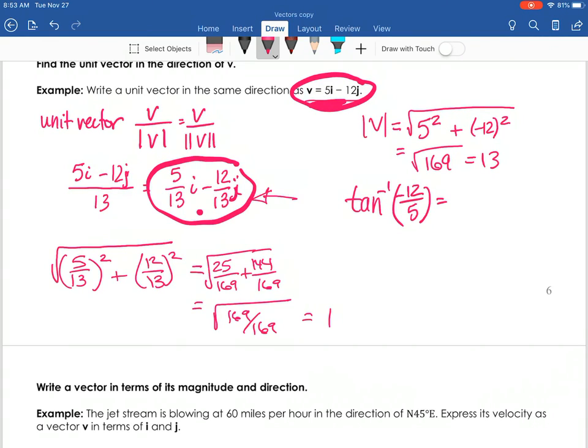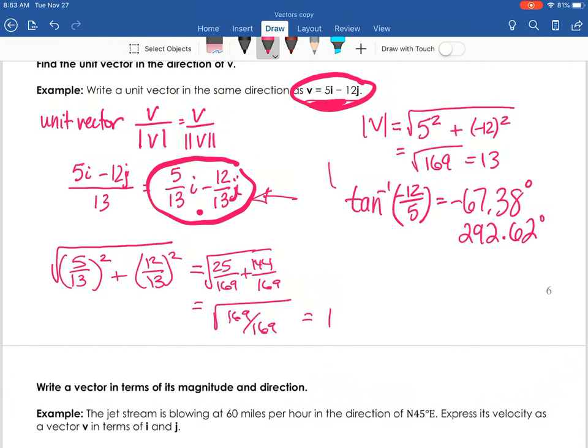Let's see, what will that give me? Inverse tangent of negative 12 over 5. That gives me negative 67.38 degrees. If I want to put that in terms of a positive angle, so coming around in the positive direction, I would just add 360 to that. And I get 292.62 if we round to 2 places.